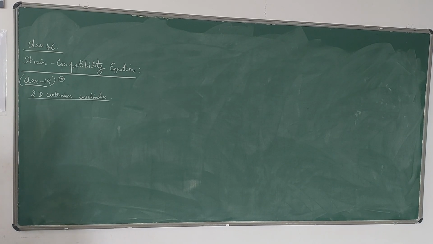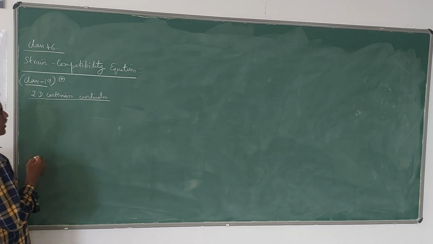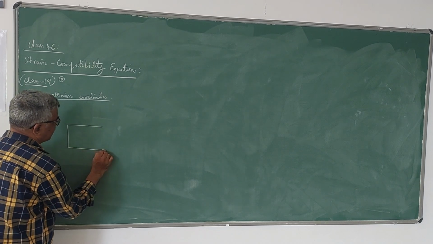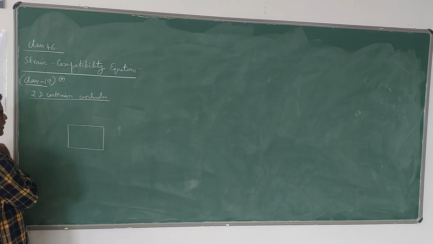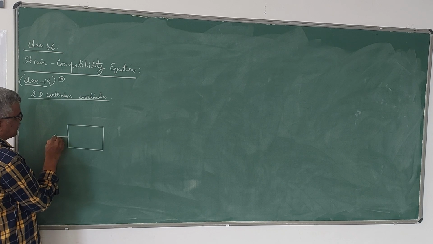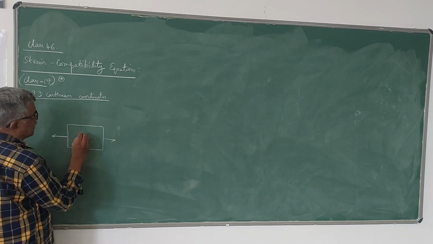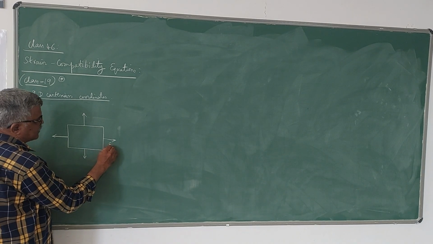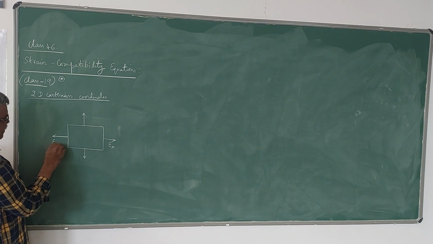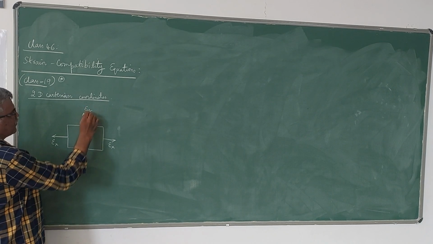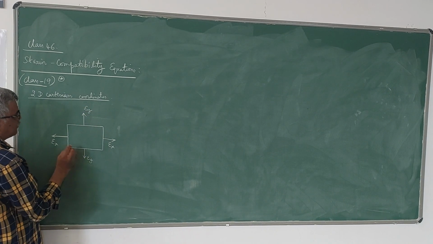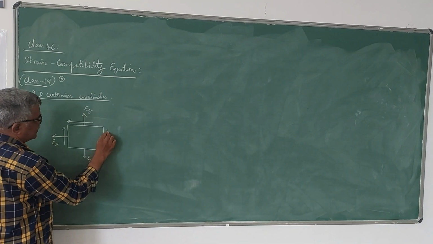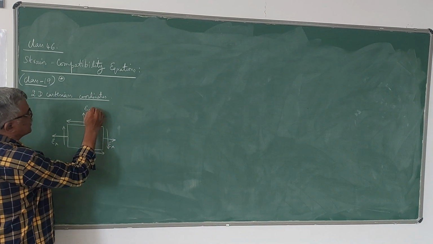Two-dimensional Cartesian coordinates, if you take, you will be having only two displacements, u and v. So this is a two-dimensional element. Suppose it is subjected to a strain system like this. Instead of taking stress, I will take strain here. This is epsilon x. This is epsilon y. And we will be having gamma xy also like this. So this is gamma xy.